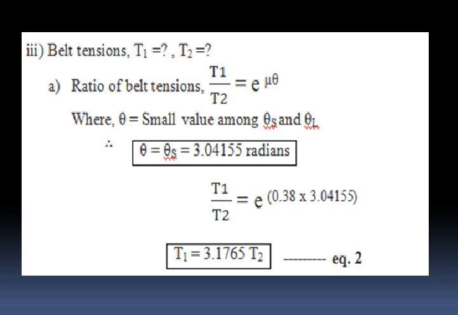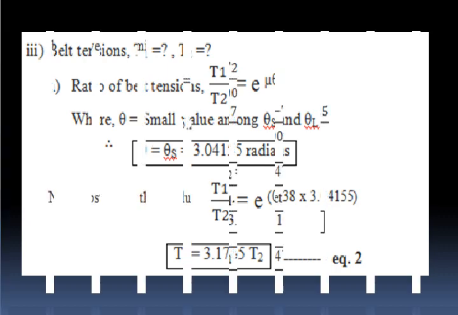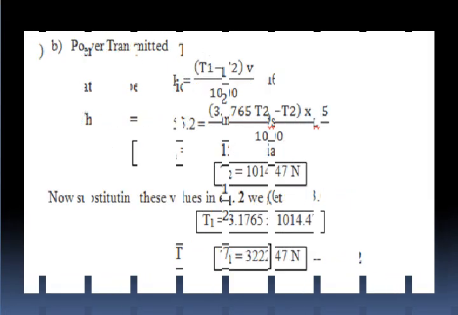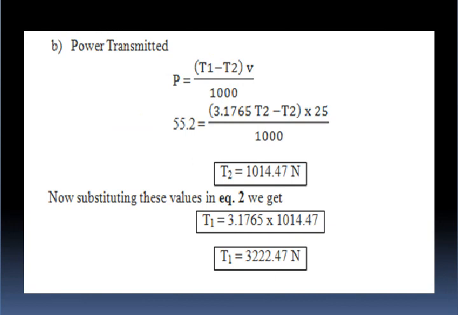So we are getting T1 in terms of T2 as T1 is equal to 3.1765 T2. Here also very important: e raised to mu theta is there, right? That theta is supposed to be in terms of radians, don't substitute in terms of degrees. So call this equation number 2: T1 is equal to 3.1765 T2. That is equation number 2.